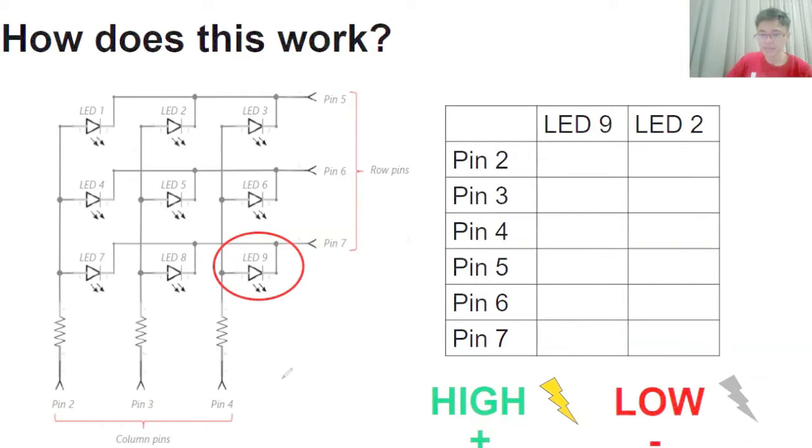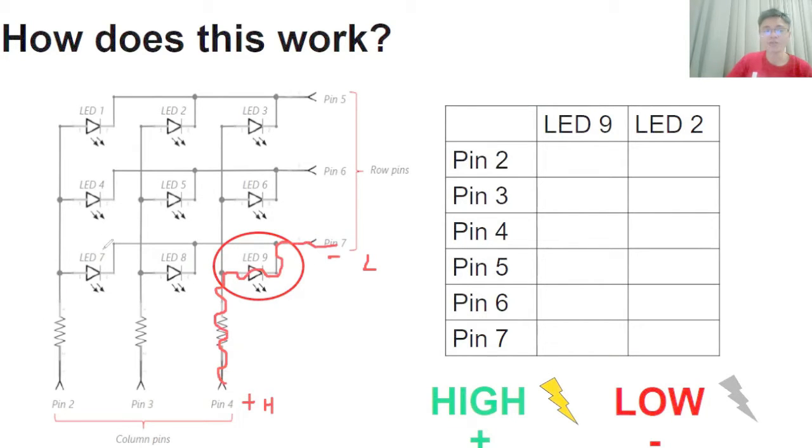In this case, I want LED 9 to light up. So that means that pin 4 has to be a positive terminal, so it has to be high. Pin 7 has to be the negative terminal, so it has to be low. That way, current can flow through from pin 4 into pin 7.